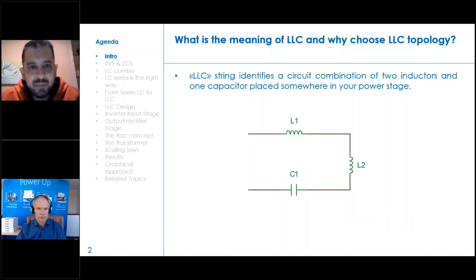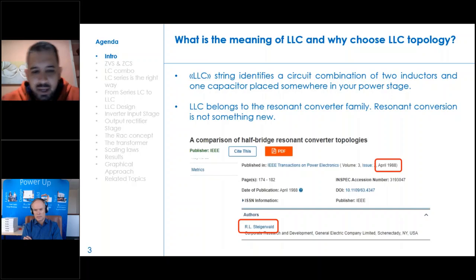So back to basics. What is the meaning of LLC? The LLC string identifies a circuit combination of two inductors and one capacitor, placed somewhere in your power stage. LLC belongs to the resonant converter family. Resonant conversion is not something new, in the sense that there is a lot of related documentation published a long time ago. And this article, for example, comes from Prof. Steigerwald and demonstrates how LLC converter design was a hot topic even 30 years ago.